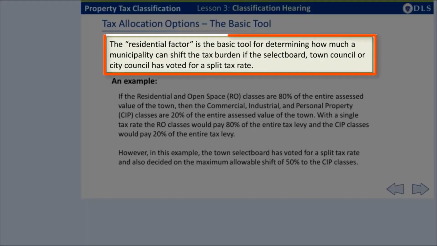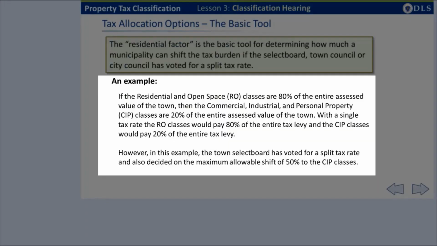The residential factor is the basic tool for determining how much a municipality can shift the tax burden if the Select Board, Town Council, or City Council has voted for a split tax rate. Let's take a look at a simple example of how the residential factor is calculated. If the residential and open space, or RO classes, are 80% of the entire assessed value of the town, then the commercial, industrial, and personal property, or CIP classes, are 20% of the entire assessed value of the town.